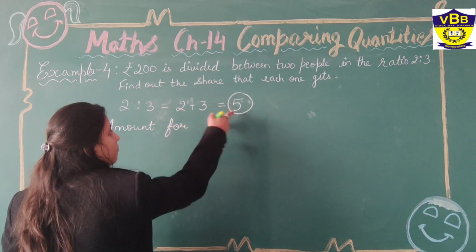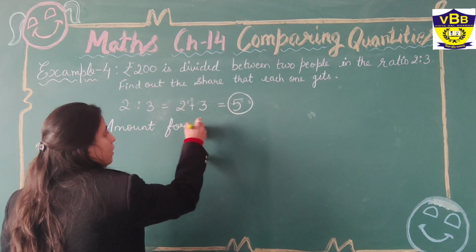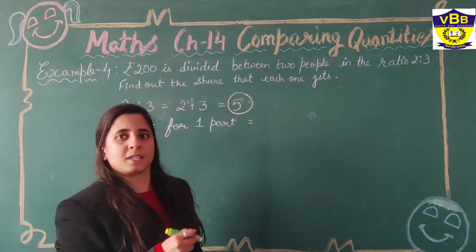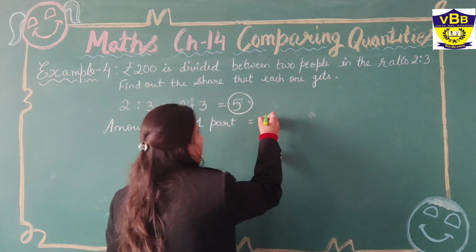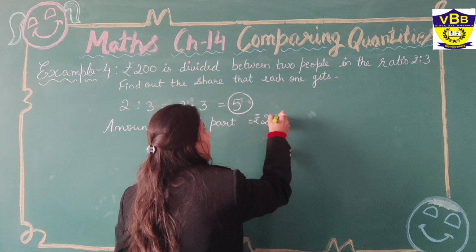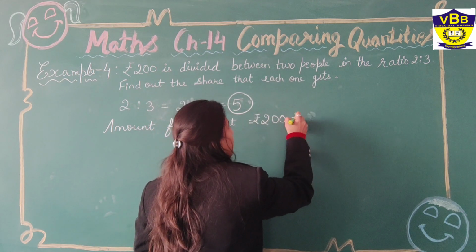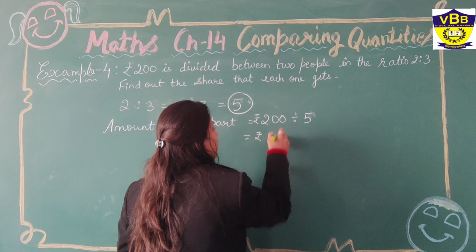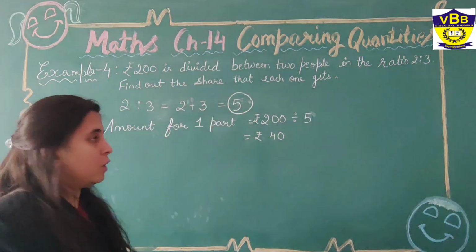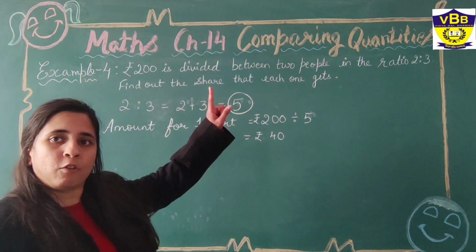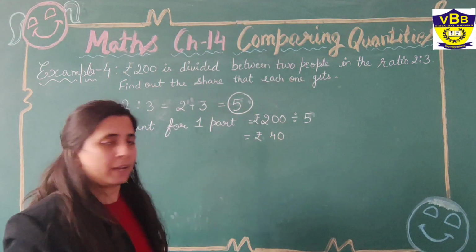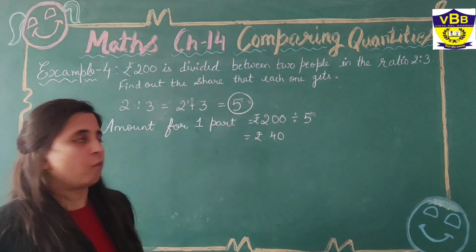the amount for 5 parts is rupees 200. So the amount for one part will be, when the value of many is given, we need to find the value of one. We divide, that is rupees 200 divided by 5. That will become rupees 40. So if one part out of 200 is given to any person, that will be rupees 40.